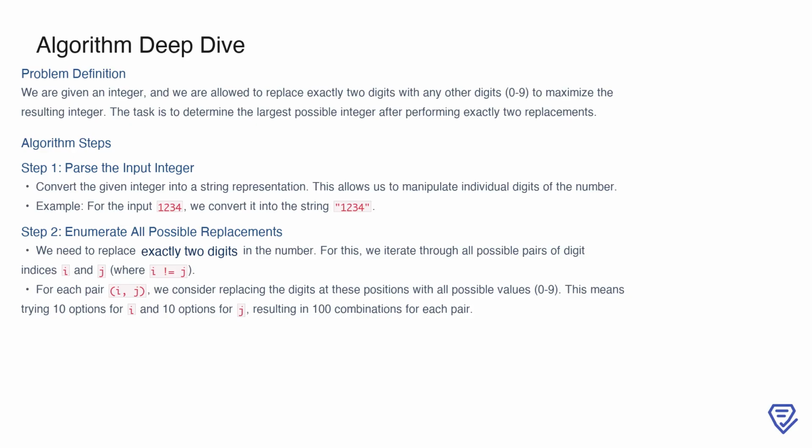The next step involves identifying all possible ways to replace two digits. To do this, we iterate over all pairs of digit indices, ensuring that the two indices are distinct. For each pair of indices, we explore all combinations of replacements by substituting the digits at those positions with every possible value from 0 to 9. This means for each pair, there are 100 potential combinations to consider, as each digit has 10 replacement options. By doing this systematically, we ensure that every possible way of modifying two digits is taken into account.